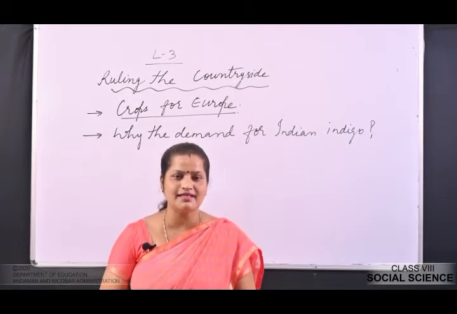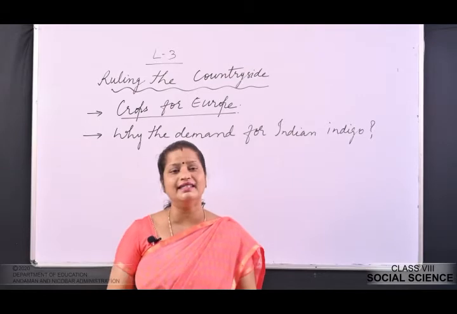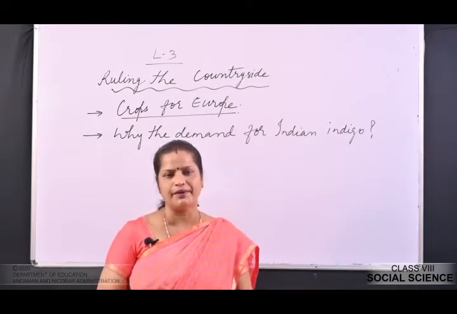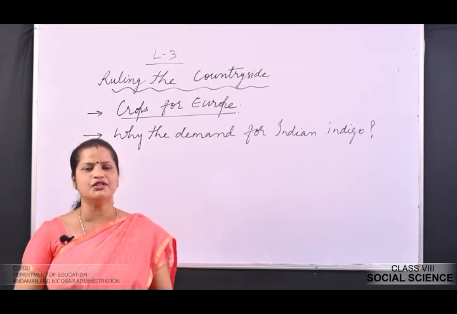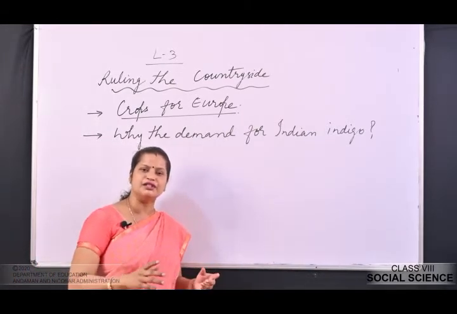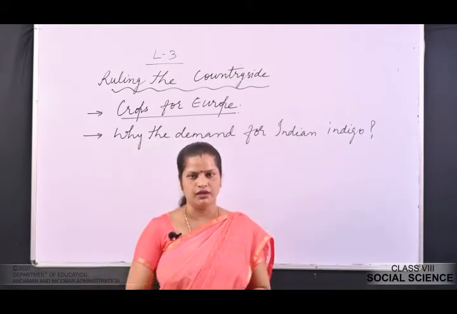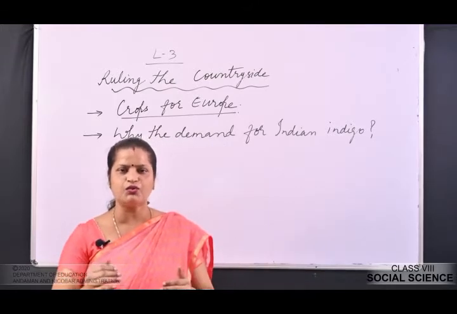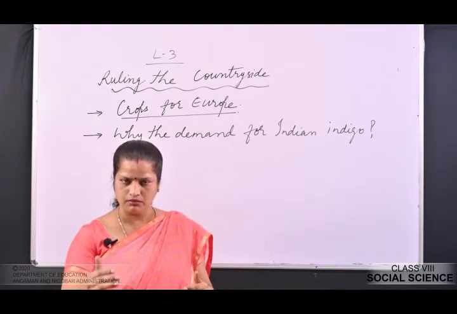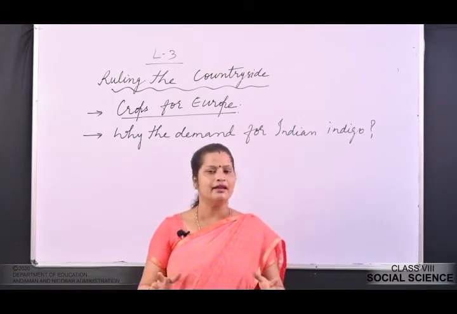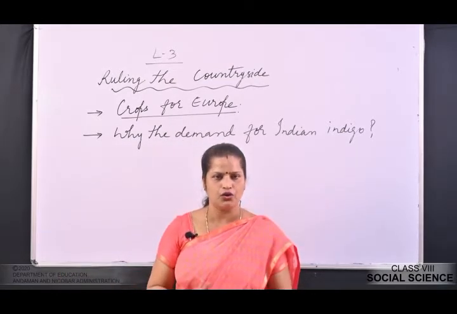So my dear students, let's see why there was a demand for Indian indigo. The indigo plant grows primarily in the tropics. By the 13th century, Indian indigo was being used by cloth manufacturers in Italy, France and Britain to dye cloth. Now, do you know what the tropics are? Tropics means a place which is very close to the equator. There the indigo plant grows very nicely, like in India.